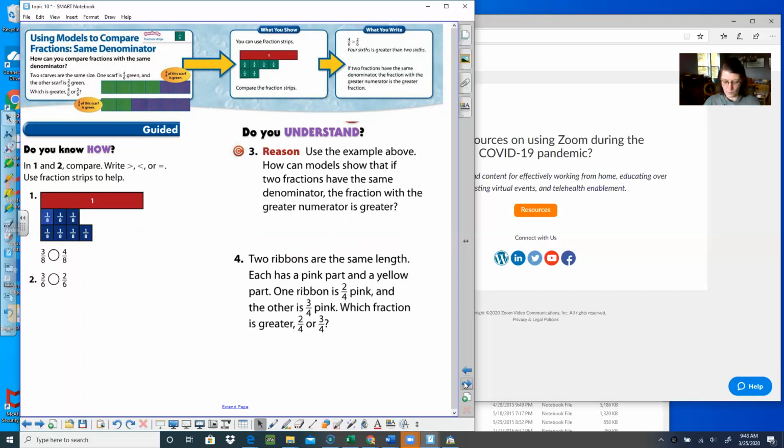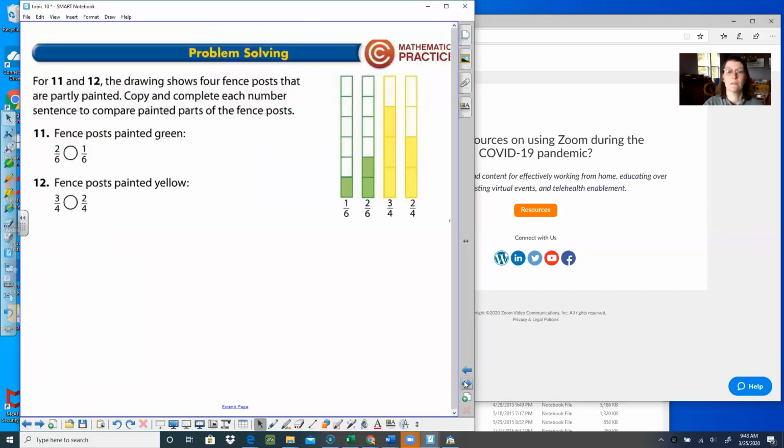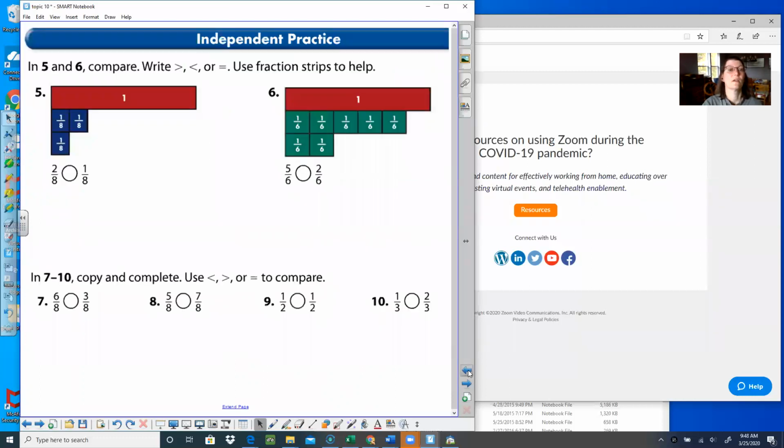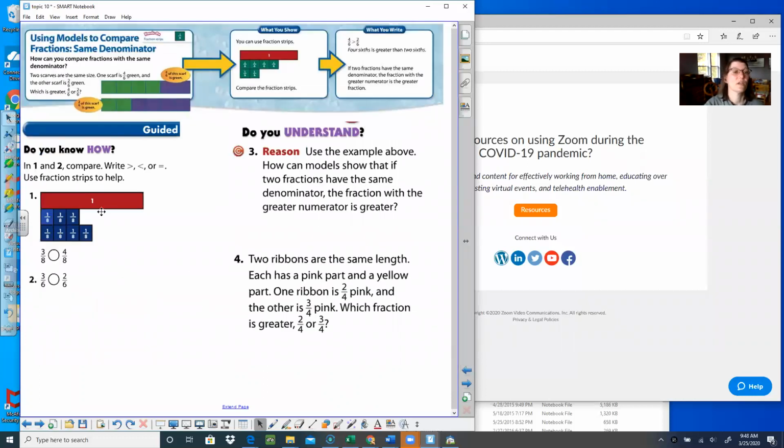Okay, so number 1. In number 1 and 2, compare, write greater than, less than, or equal to, use fraction strips to help. Well, we have the fraction strips right in the book that we get to look at. Ah, I touched something I shouldn't have. Okay, now we're back to the screen I wanted.